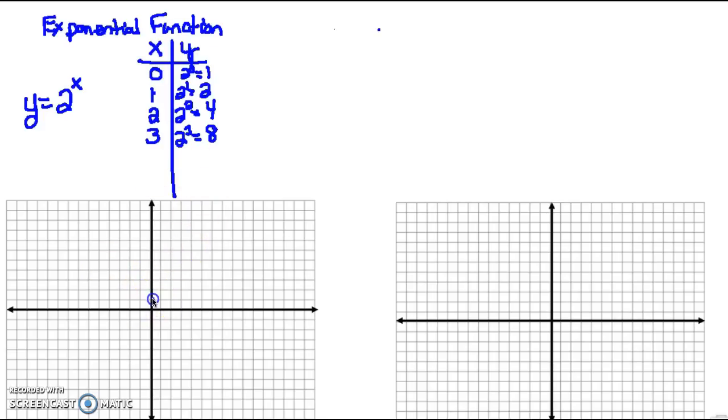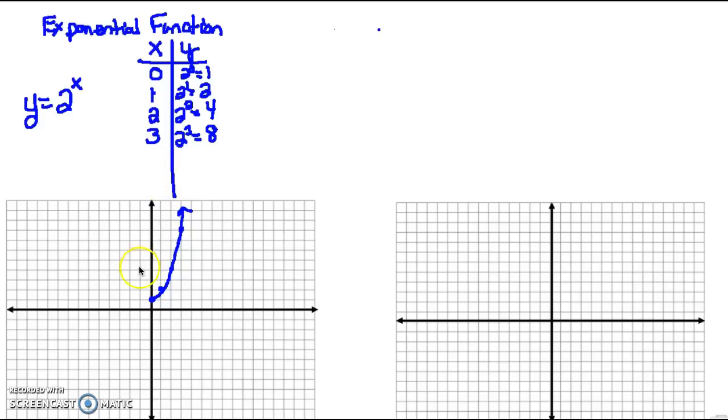My y-intercept is at (0, 1), and then I'm going to have (1, 2), (2, 4), and (3, 8). So as you can see, we have that exploding exponential function. We're going up to the right.